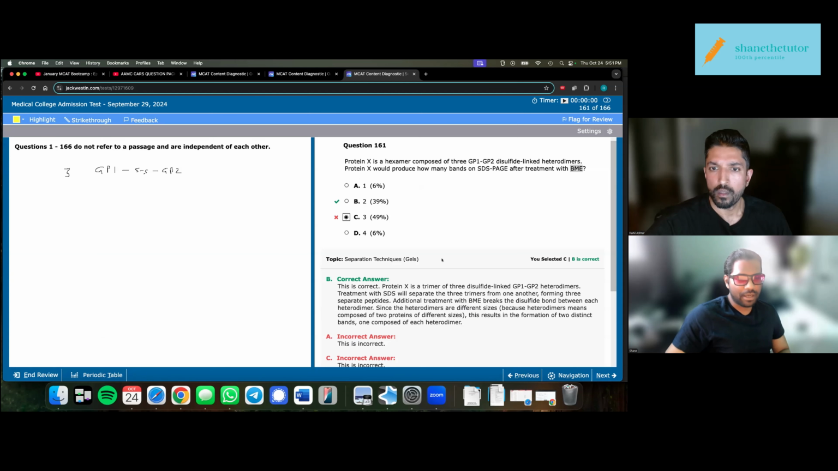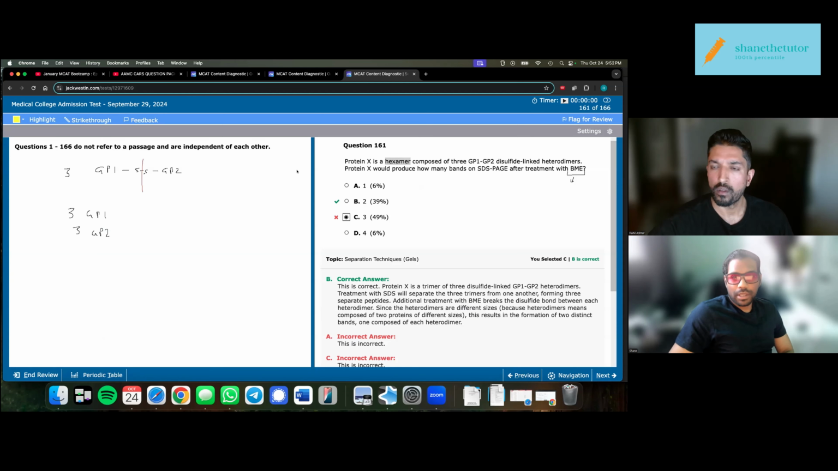So BME is just beta-mercaptoethanol, which is something that, sometimes they won't directly say reducing to me, because usually reducing means you break the disulfide bonds, but here beta-mercaptoethanol breaks disulfide bonds. Okay. So if we added that, we're breaking that, right? That's the disulfide bond. So now we separated those. So now we should have three GP1s and three GP2s, right?